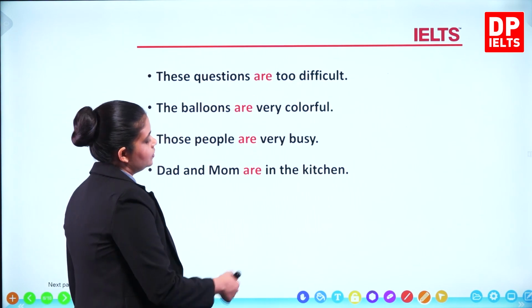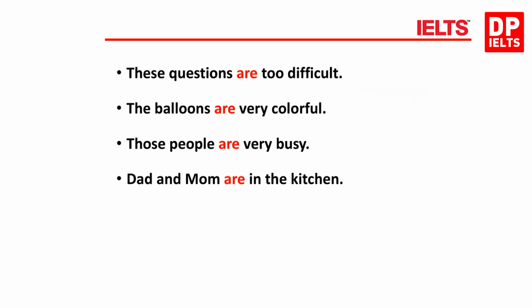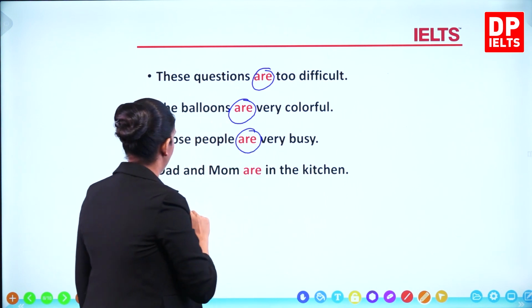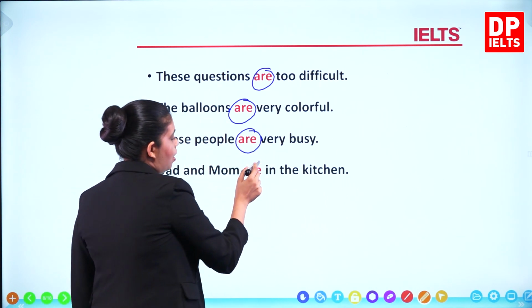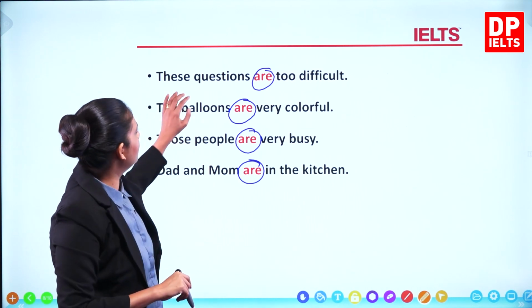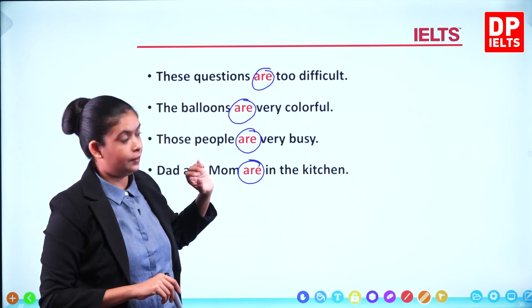Now we are going to have a look at are. These questions are too difficult. The balloons are very colorful. Those people are very busy. Dad and Mom are in the kitchen. Right?